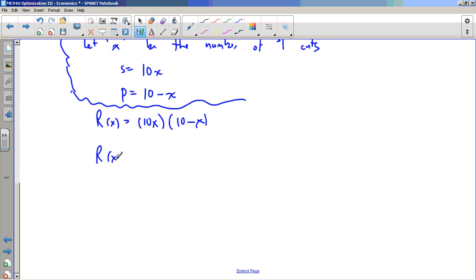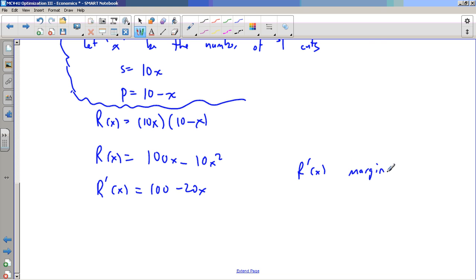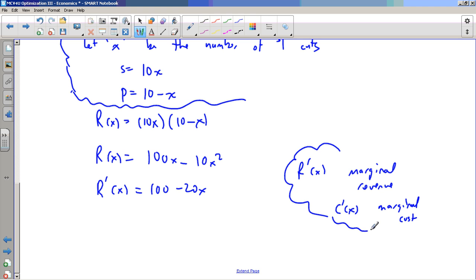And now this is an easy function. Just multiply that out. It's a parabola of some sort. And then I can take the derivative, and by the way, that is called the marginal revenue. And if I had a cost function, C prime of x is called the marginal cost. For some reason in business, when we take the derivative, it's called the marginal. Good to know, I guess.